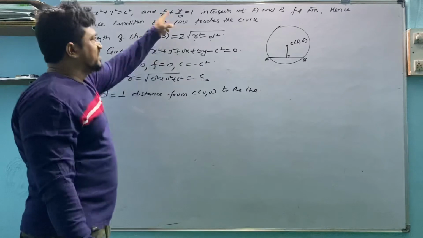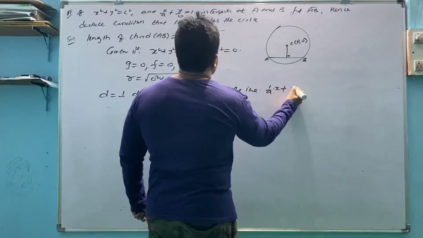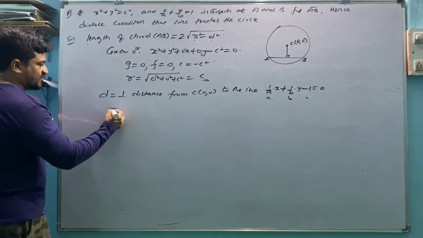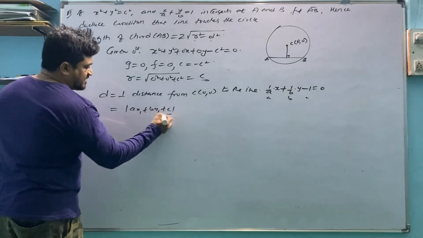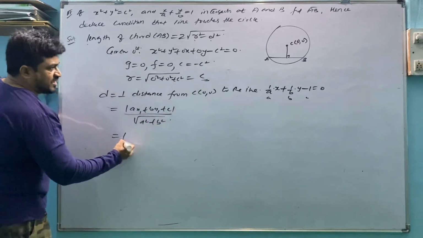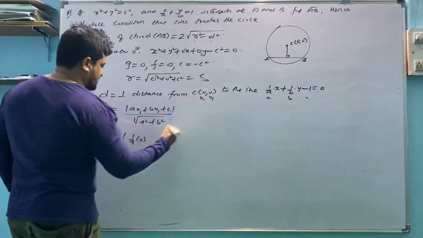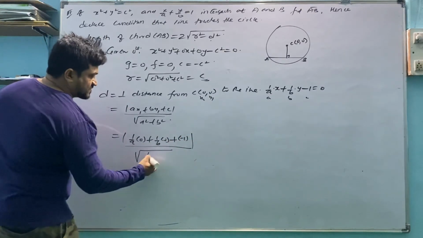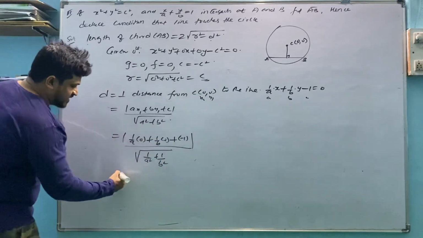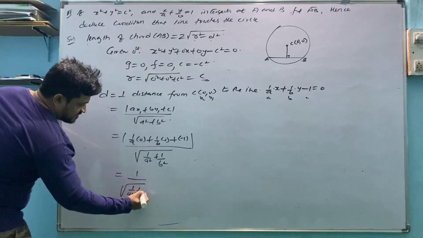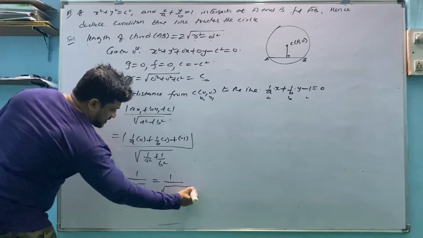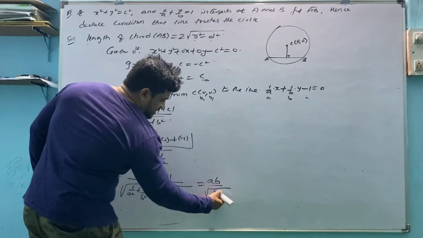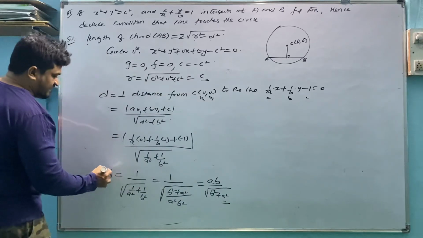What is the line given to us? x by a plus y by b is equal to 1. I am writing in this pattern, so that this is a, this is b, this is c. And the perpendicular distance formula is (a x1 plus b y1 plus c) by root over a square plus b square. So a is 1 by a into x1 is 0, plus b is 1 by b into y1 is 0, plus c by root over a square plus b square. 0 plus 0 minus 1 is 1 by root over 1 by a square plus 1 by b square, which is root over (a square b square plus a square). A square b square is ab in the numerator. This is root of b square plus a square, which is our d value.